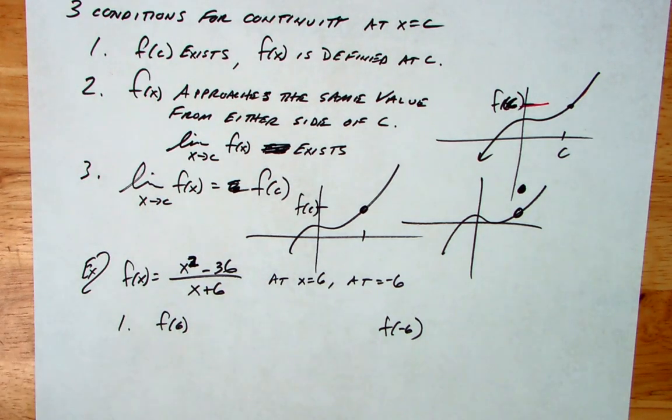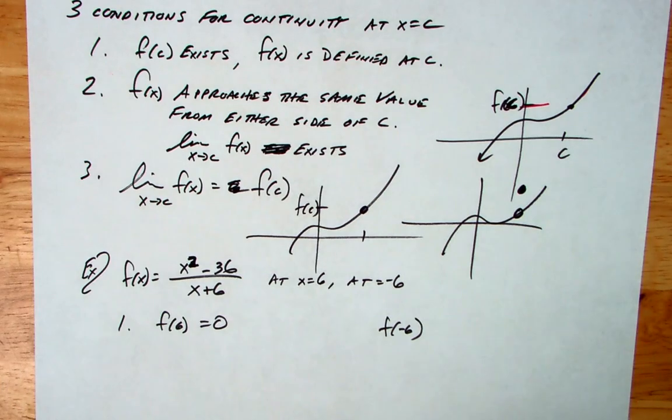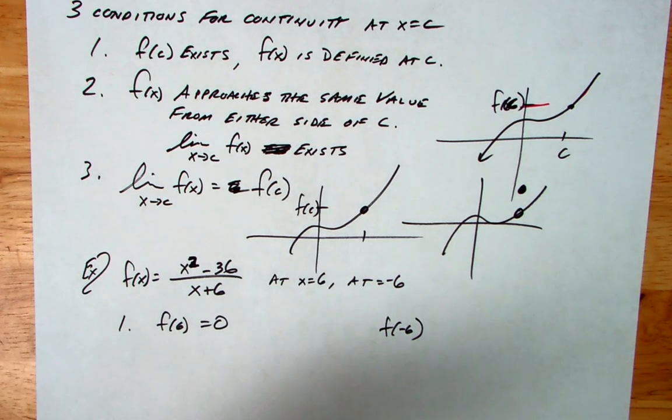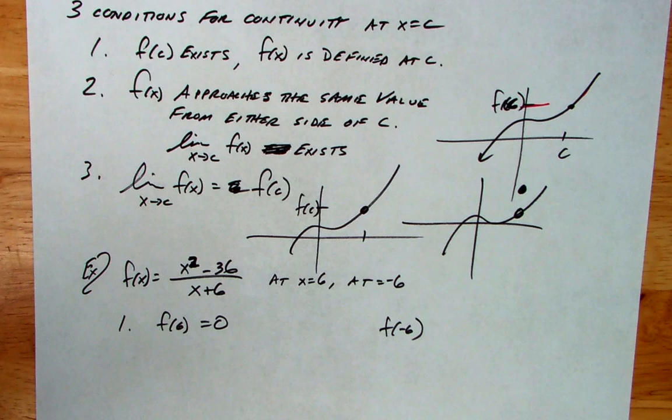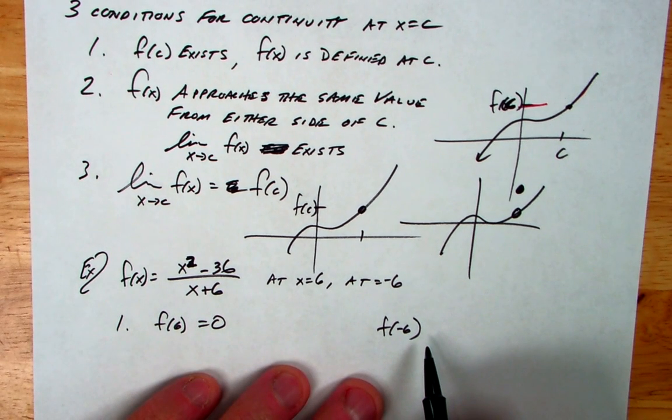So, ladies, what'd you get for 6? 0. So here's the deal. What is the test? It says f of c exists. So yours passes test 1. It exists. Okay? It's got to pass all 3, though. Guys, what is f of negative 6?